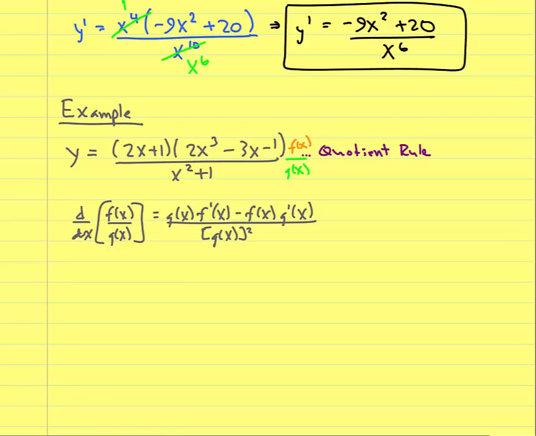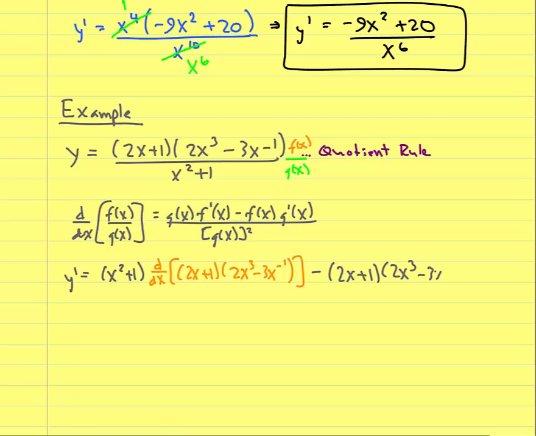So let's go ahead and get started on this one. So y prime. That's going to be the bottom function, x squared plus 1, times the derivative of the top function. But the derivative of the top function is actually going to be a product. So the bottom times the derivative of the top minus the top, so that's minus all of this, times the derivative of the bottom.